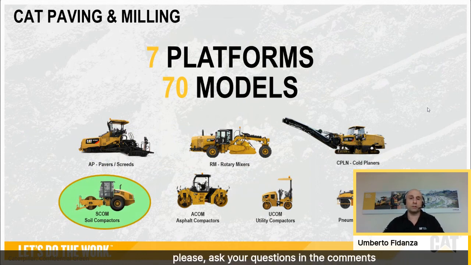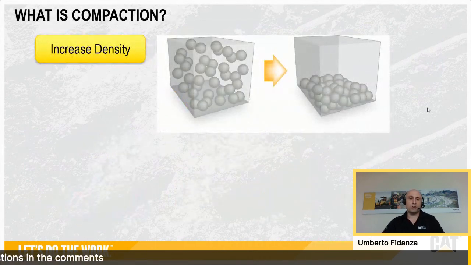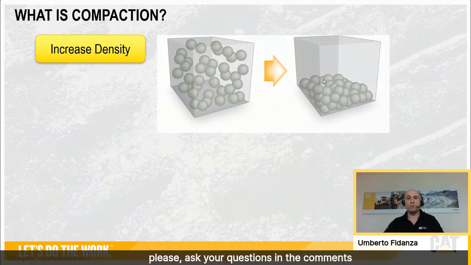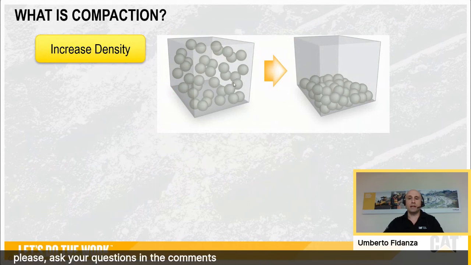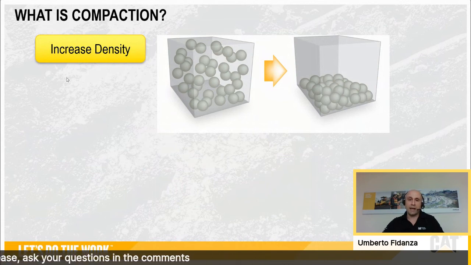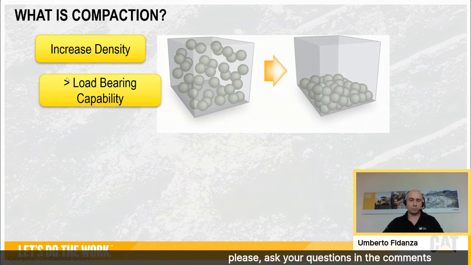So when we talk about soil compaction, what do we mean exactly? Soil compaction is the process to mechanically increase the density of a material by removing the air voids inside the material, between the particles that compose the material. So by increasing the density, we increase the stiffness of the material and improve the load-bearing capability of the material, which is our ultimate purpose.